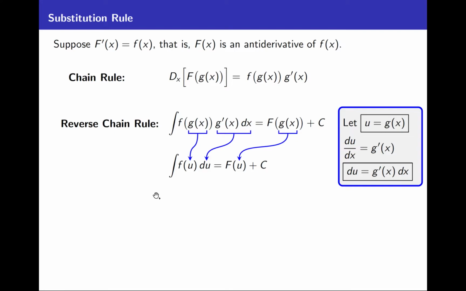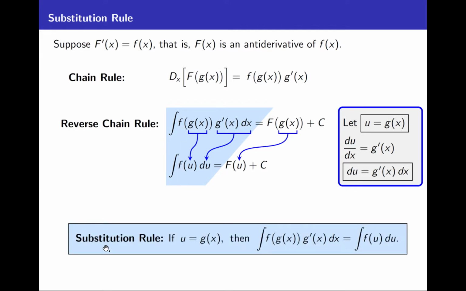The substitution rule is merely going to state that this integral equals this one when you make the substitution u equals g of x. It says this equals that. We'll put it in a box right here. This is the substitution rule. If u equals g of x, as it was here, then this integral equals this one: the integral of f of g of x, g prime of x, equals the integral of f of u du. That's the substitution rule.